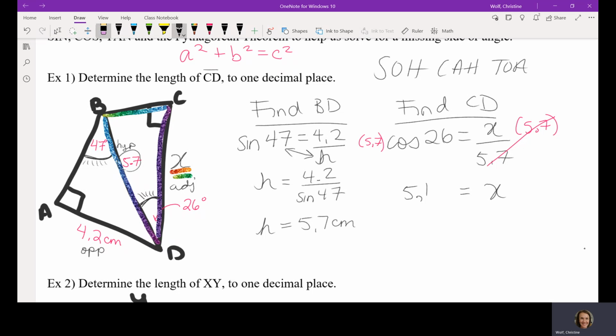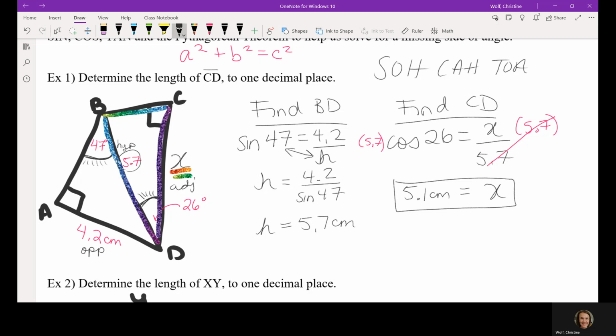And sorry, I'm French, so I always use commas for my decimals. Sorry if that's been confusing you. 5.1, and my unit is centimeters. So you see what I mean? We kind of had to solve a problem. We couldn't find what we were looking for right off the bat. So we had to use the other information to help us, okay?